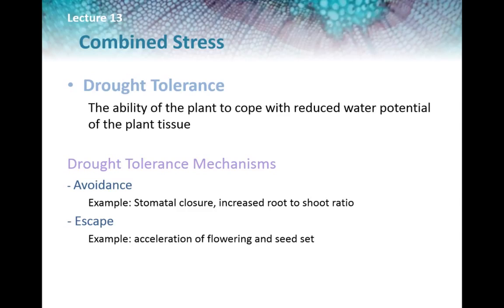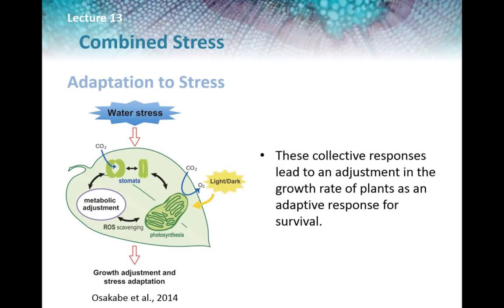The second mechanism is drought escape. Those are mechanisms that allow the plant life cycle to be completed before drought reaches a critical level. Examples of this would be the acceleration of flowering and seed set.